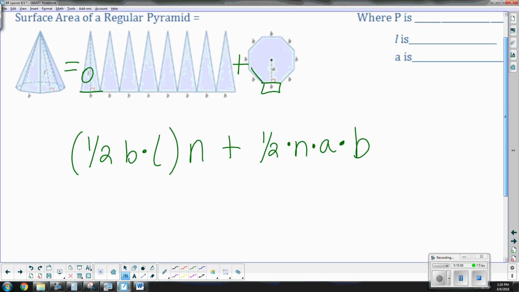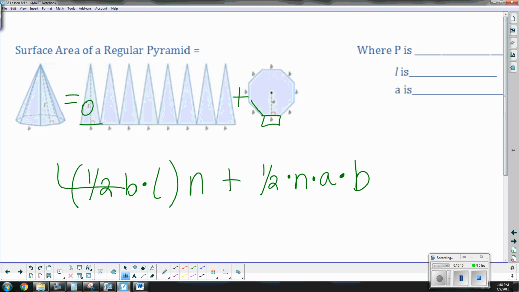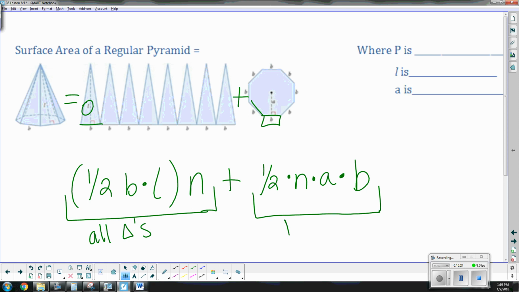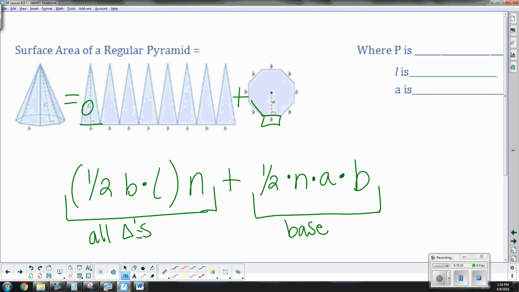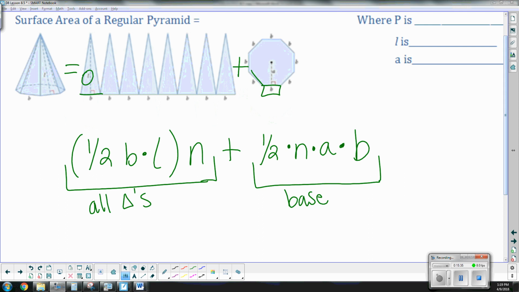So if we want to simplify this a little bit, here are all of our triangles. And this is our base. So let's just simplify this a little bit to get the surface area of the entire pyramid.